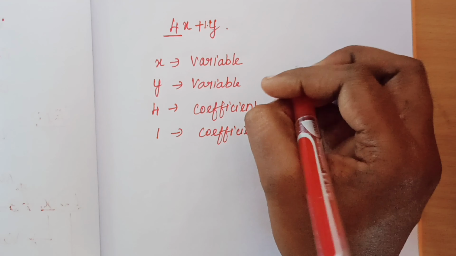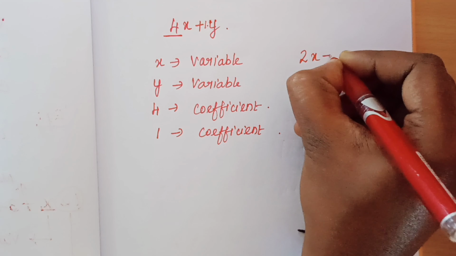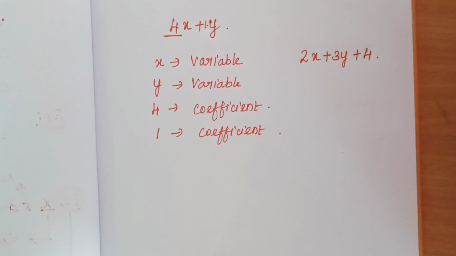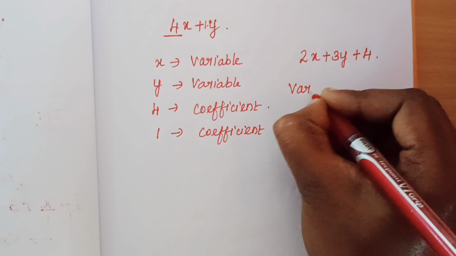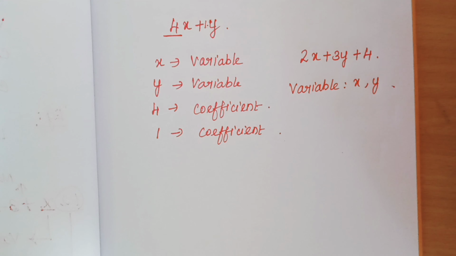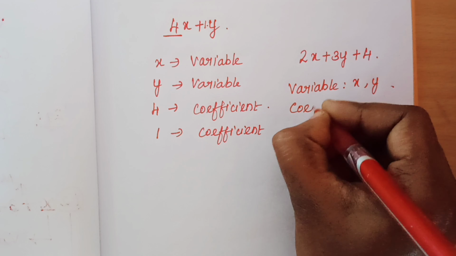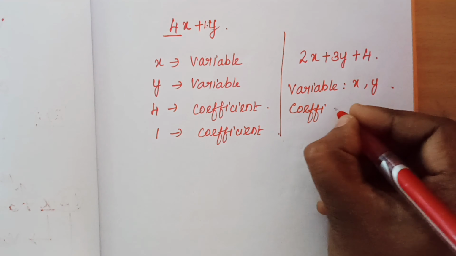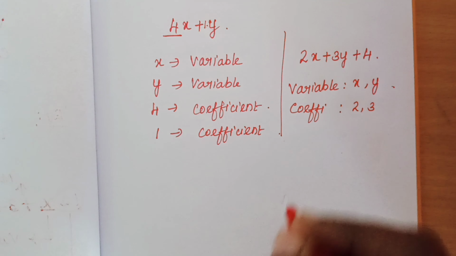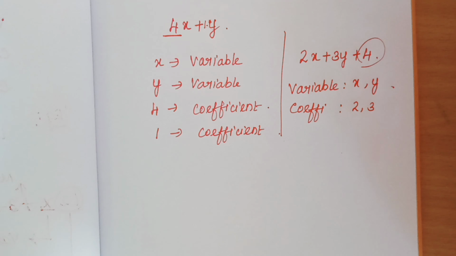Now I'll ask you one question. 2x plus 3y plus 4. You give me the answer. What are the variables here? x comma y are the variables. Correct? What are the coefficients here? 2 comma 3 are the coefficients. And what is this 4? That is called a constant.